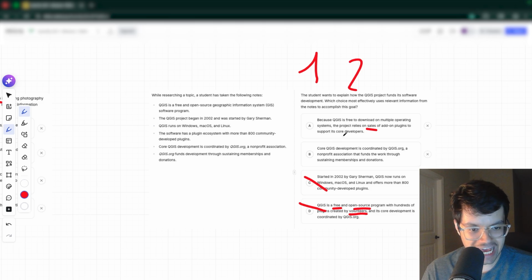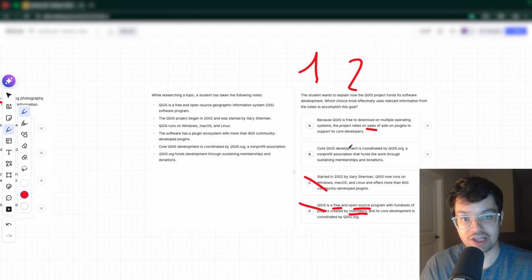So we're between A and B here, and this is really a point where there was nothing separating A versus B. I look at A, it seems pretty strong.